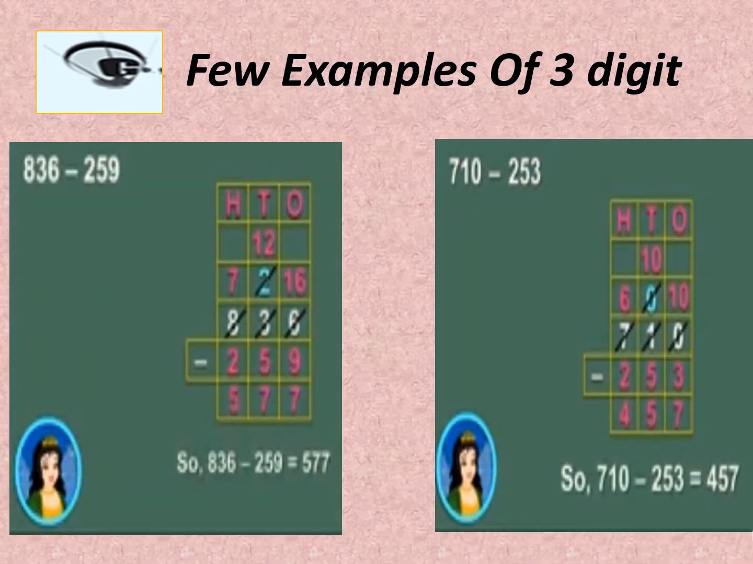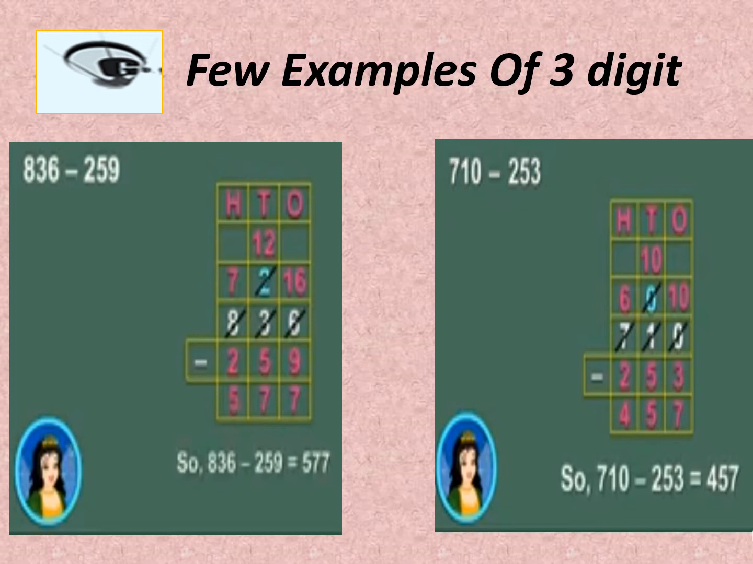So students, now I will explain a few more examples of subtraction with borrowing. In the first example, we have to subtract 259 from 836. First we align the sum. Okay, now we'll begin with the ones value.